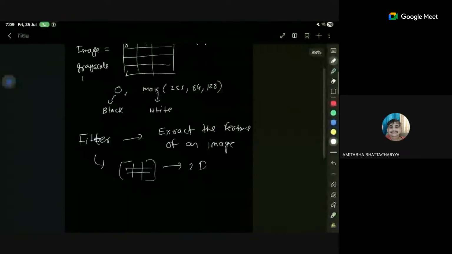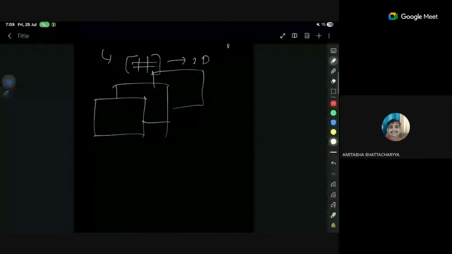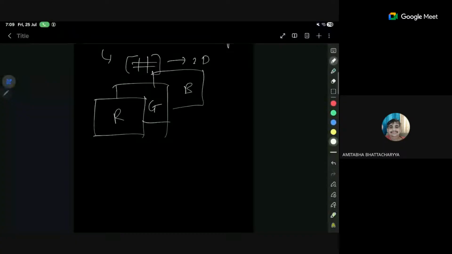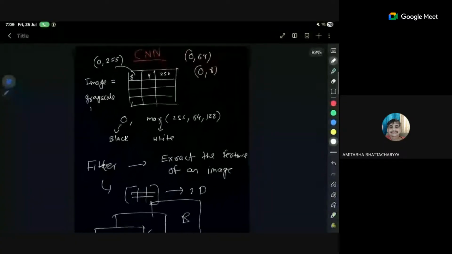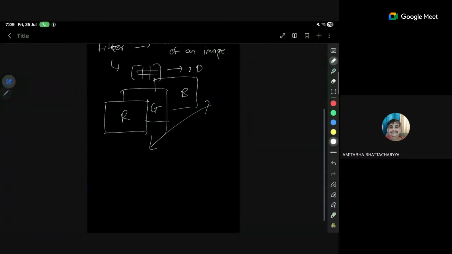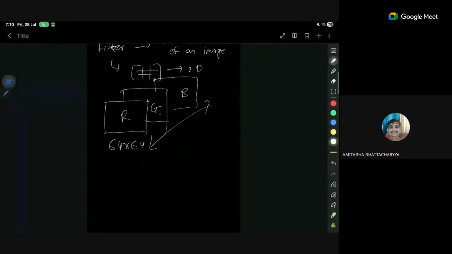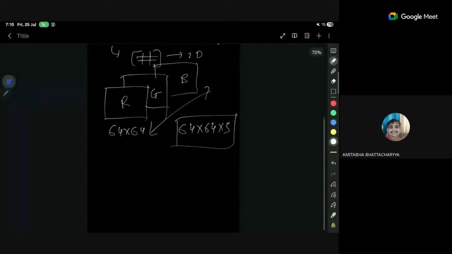We'll see what we do if there is RGB. Another form of image could be RGB, where you have three channels: R, G, and B. It is a matrix of R, a matrix of G, and a matrix of B, all concatenated. Let's say R was a 64 cross 64 image, G was also 64 cross 64, and B also. So the total size of this image will be 64 cross 64 cross 3. This is how RGB images are.